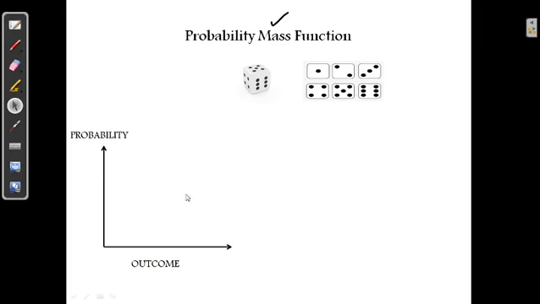So when you roll a dice, what is the outcome? It is either 1, 2, 3, 4, 5 or 6. Let us consider the function for this probability function. We will be taking probability along the y axis and outcome along the x axis. So what is your outcome? The outcome can be 1, 2, 3, 4, 5 or 6.